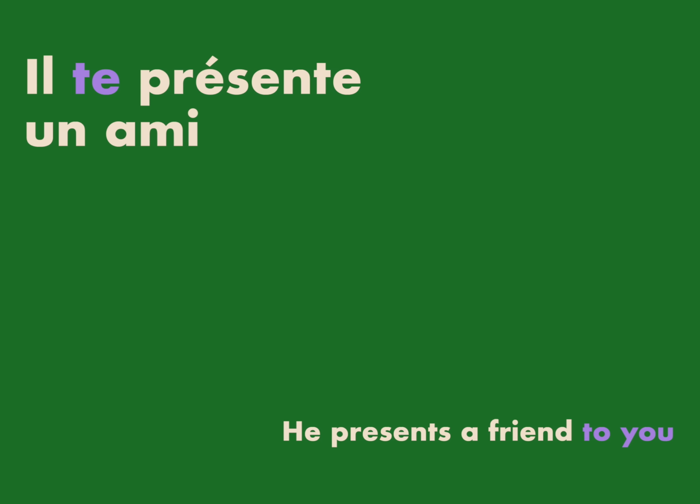Okay? I can see the confusion. The reason you're also probably getting this confused is that for the most part, they're all the same. I mean, the me's and the te's and the nous and the vous are basically the same for direct objects and indirect objects. Il te présente un ami. He presents you a friend. The you in that sentence is an indirect object. He ain't presenting you. He's presenting a friend to you. The friend is the direct object.